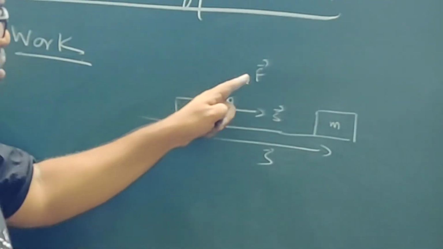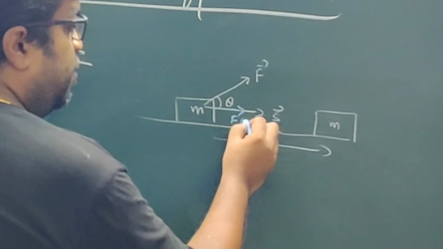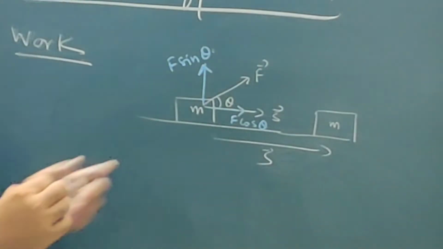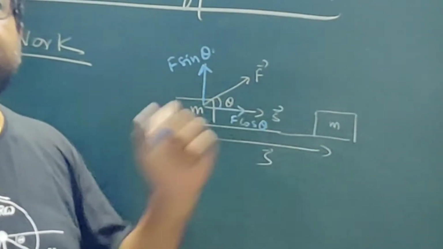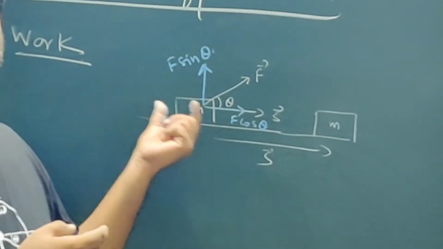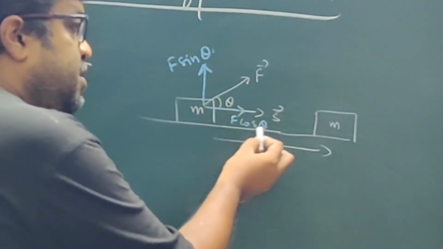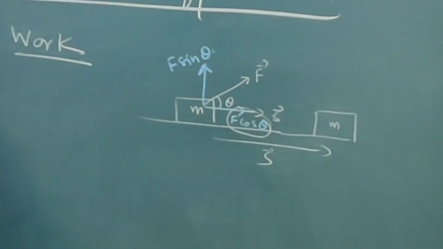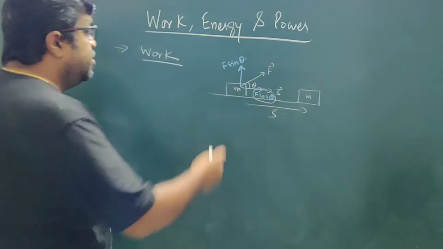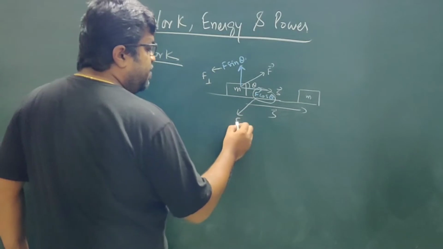Now I can resolve this force into two components. This is theta, so this will be F cos theta and this will be F sin theta. F cos theta is the component of force in the direction of displacement. So for work to be done, there must be a component of force along the direction of displacement, and it is this component of force which is doing work. No work is done by the F sin theta component, which is perpendicular to the displacement. So I can call this F perpendicular and this F cos theta F parallel.